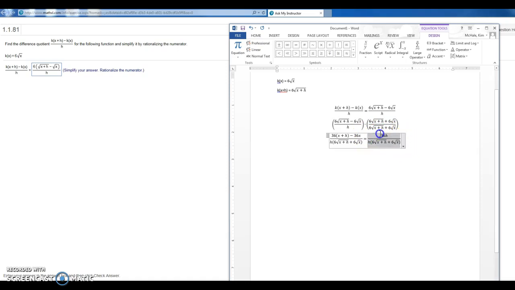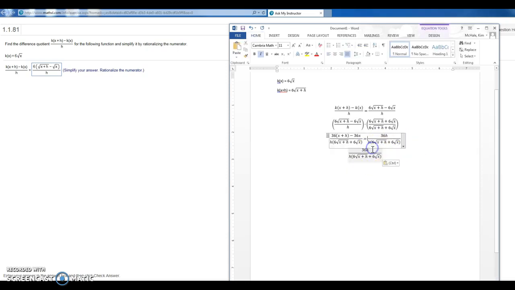And so your final answer is going to be just 36 over 6 square root of x plus h plus 6 square root of x. So the student asked me this because they thought it wouldn't be more simplified if you had the square roots in the denominator. This has square roots in the numerator, this has square roots in the denominator. They're just asking you to walk through this process to make sure you understand the mathematics of it. Hope this helps.